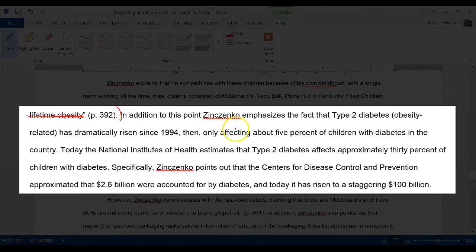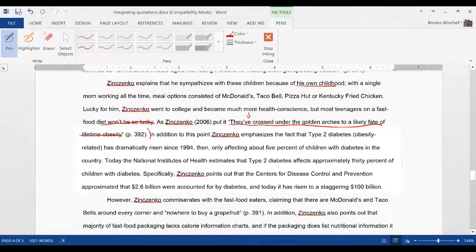In addition to this point, Zinchenko emphasizes the fact that type 2 diabetes, obesity-related, has dramatically risen since 1994, then only affecting about 5% of children with diabetes in the country. Today, the National Institutes of Health estimates that type 2 diabetes affects approximately 30% of children with diabetes. Specifically, Zinchenko points out that the Centers for Disease Control and Prevention approximated that $2.6 billion were accounted for by diabetes, and today it has risen to a staggering $100 billion.